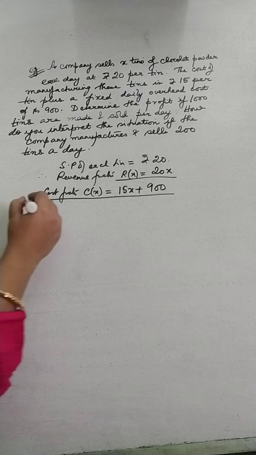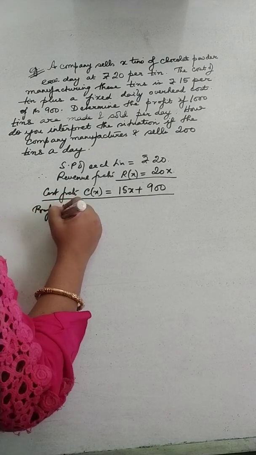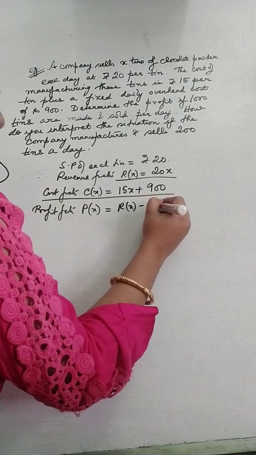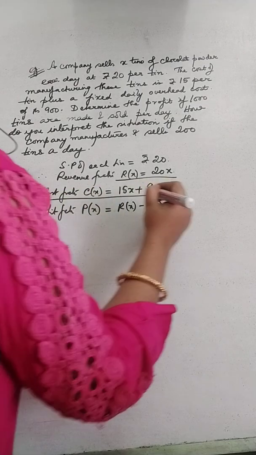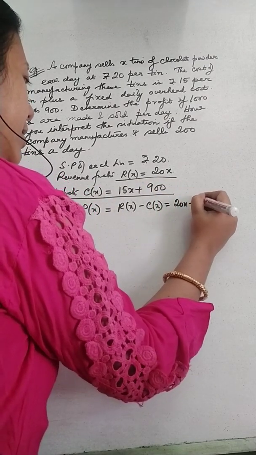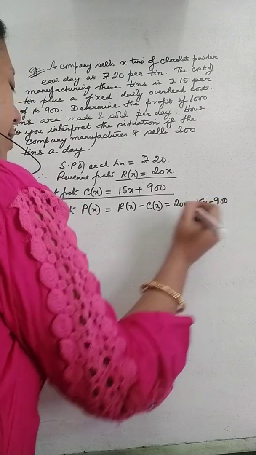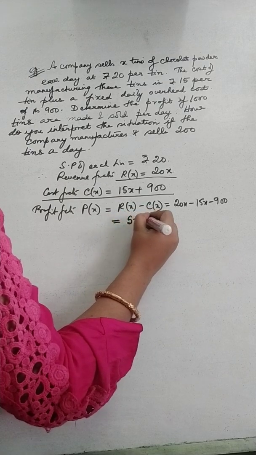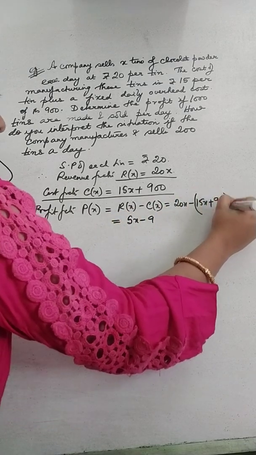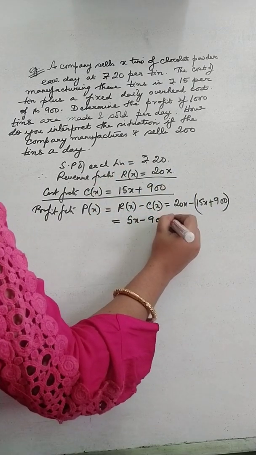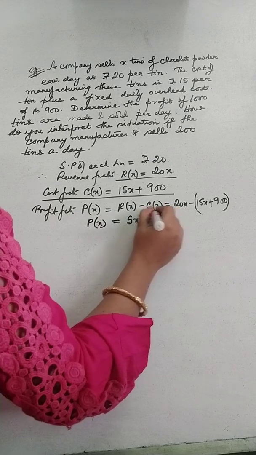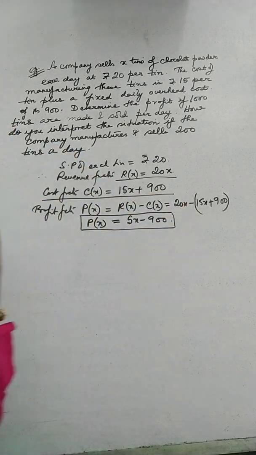Determine the profit. So let us find out what the profit function is. Profit function P(x) is supposed to be R(x) minus C(x) according to the formula. So this is 20x minus, this whole thing, 15x plus 900. I'll keep this in brackets, and therefore it becomes 5x minus 900. So this is your profit function, and this is what we need in the remaining part of the sum. Let us highlight it.